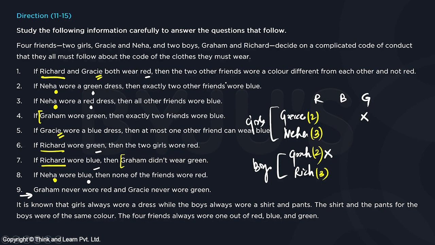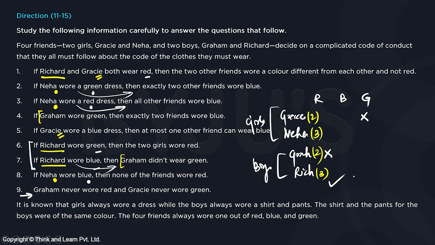Okay, fine. So we can start with Neha or Richard. Let's do one thing. We have got more specific condition about the name of the people when Richard is involved. In the case of Neha, we do not have a specific case. We just have all other friends or exactly 2 friends. So it will be much better if you start with Richard as the condition. And Richard can wear all the 3 colors, right? Since Richard can wear all the 3 colors, there are going to be 3 cases.